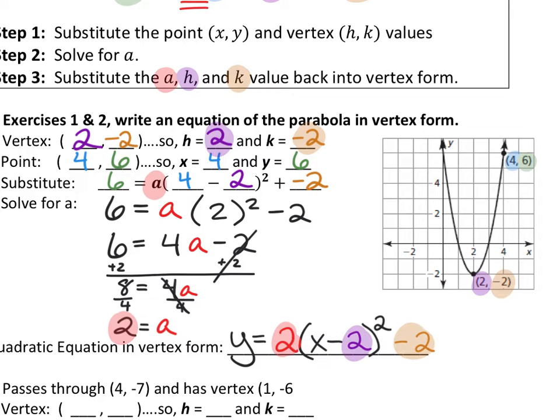So we're writing by hand these formulas for these quadratics, given different pieces of information. If you're given the vertex, you use vertex form. Plug in what you know, solve for what you don't.